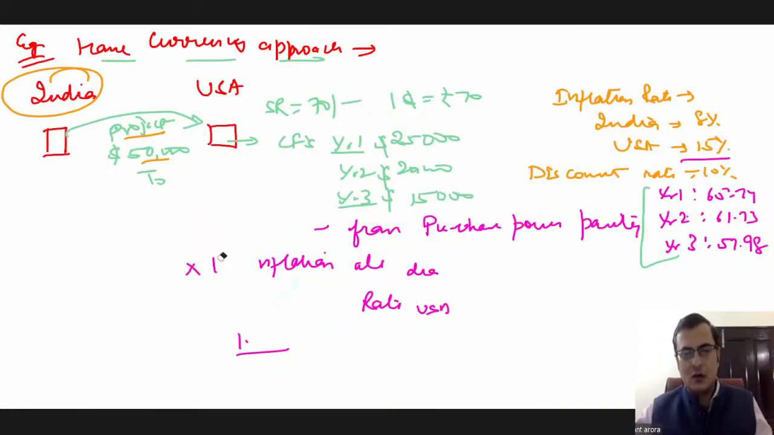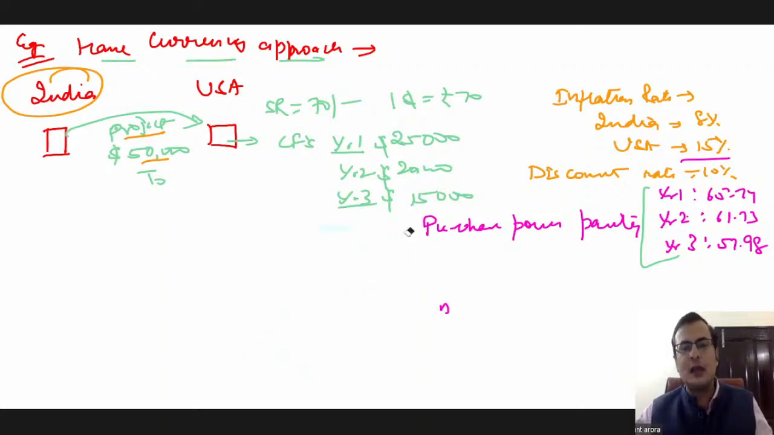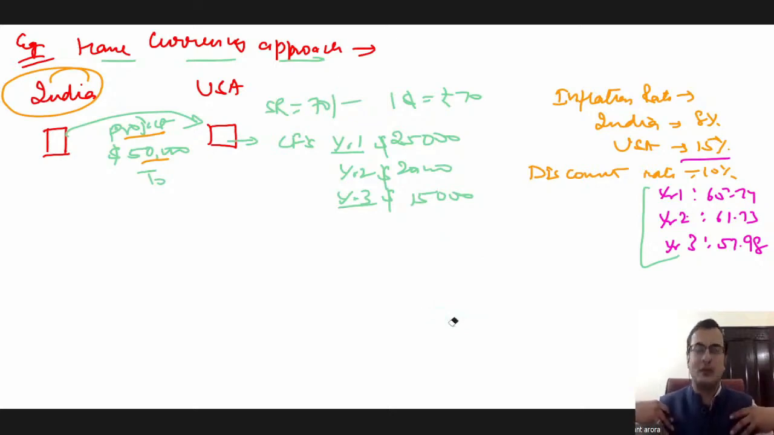So now what we can do is we can see what our cash inflows are in INR. Sir, why are you calculating in INR? Because this is the home currency approach. Home currency means our home currency is what? INR. Yes, sir. So we'll convert in INR. Simple. So now you will calculate the cash inflows.